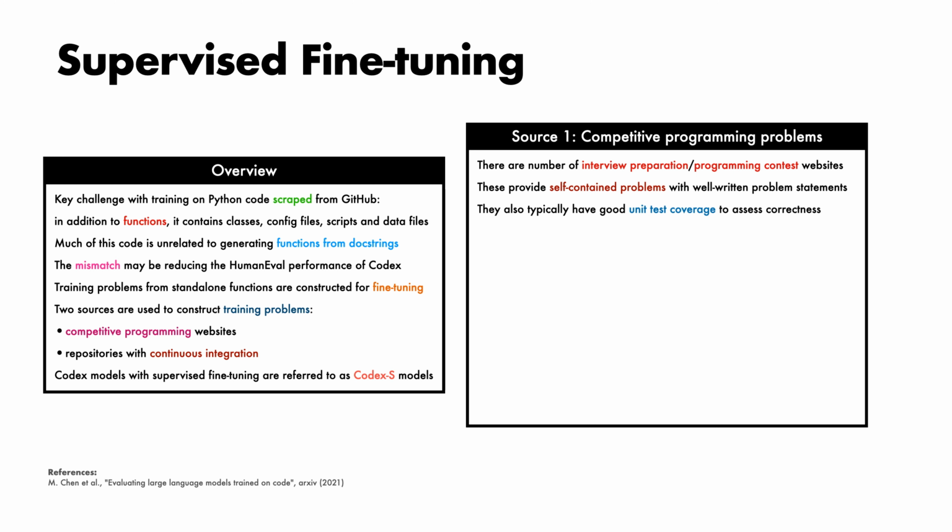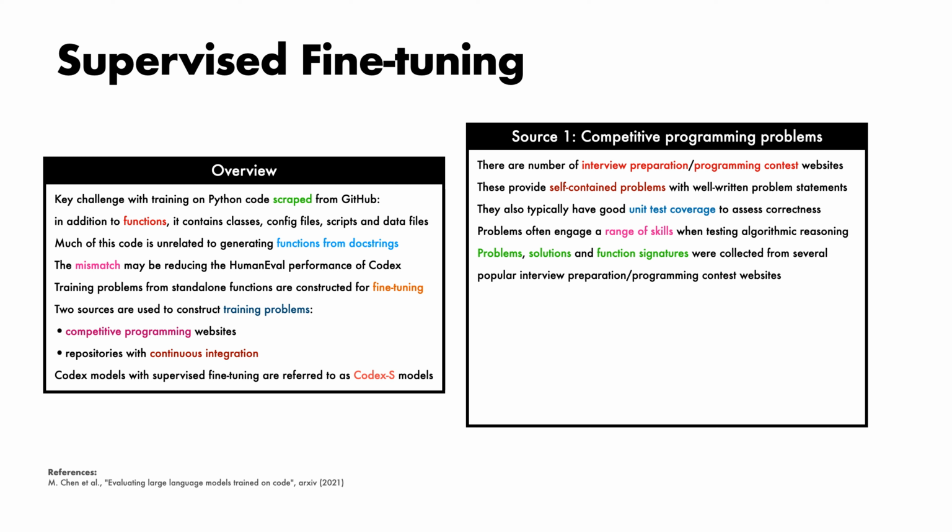They also typically have good unit test coverage to automatically judge correctness, and engage a wide range of skills to test algorithmic reasoning. To gather training data, a set of problem statements, solutions, and function signatures were collected from several interview preparation and programming contest websites. The problem descriptions obtained in this manner were then used as docstrings to assemble programming tasks in a manner akin to HumanEval. One implementation point to note here is that complete test suites on these websites are often hidden.